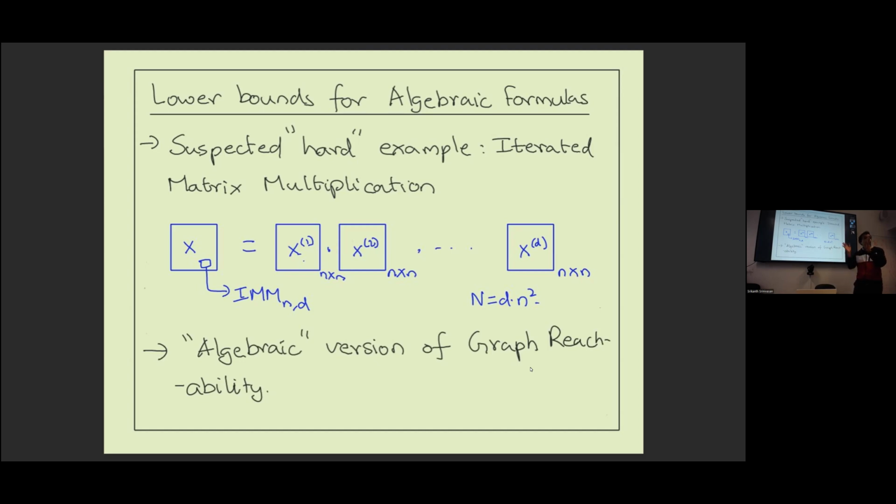One of the big questions in the area is to prove this for this polynomial or for any other, but this one is particularly interesting.